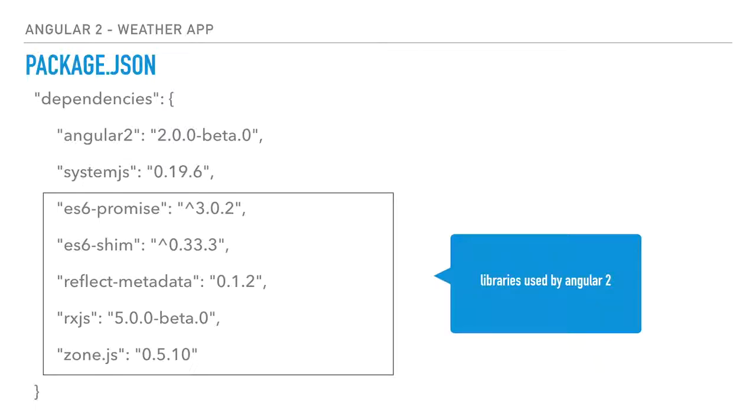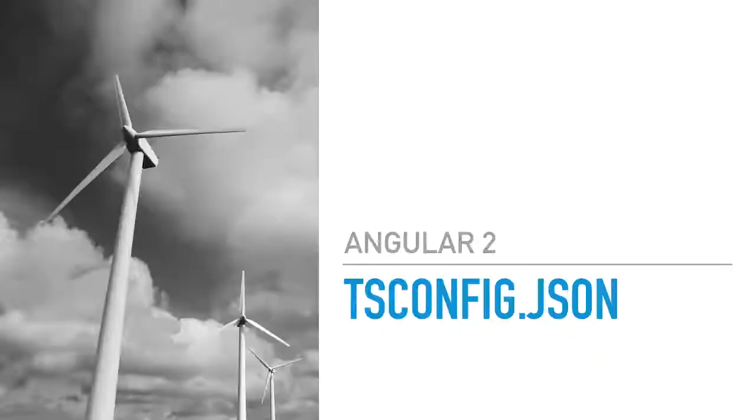And these are libraries, dependencies used by Angular 2. For example, we have the RxJS. We talked about this before. This is a library for observables. This is very deep into Angular 2. So yeah, these are the libraries that we need there.